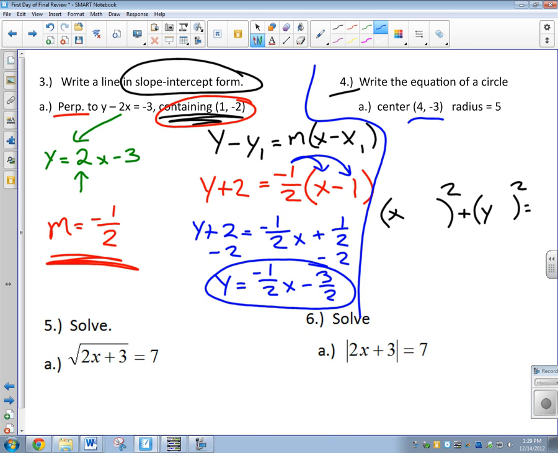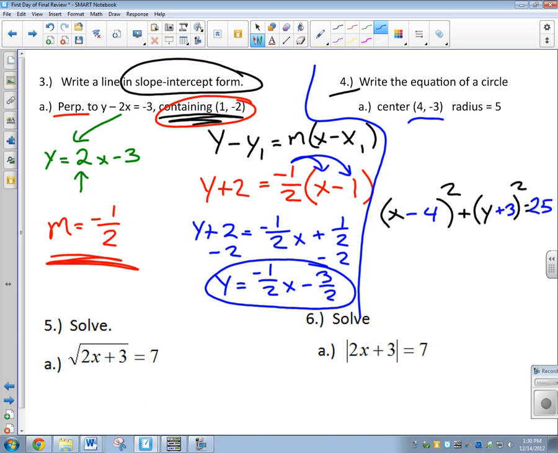Negative 4. Remember, we always flip the sign. If it's in parentheses, we're changing the sign. So it's x minus 4 squared. Radius squared. So next to my y, what am I going to put? Plus 3. And then it's all equal to radius squared. So it's all going to be equal to 25. Really easy.